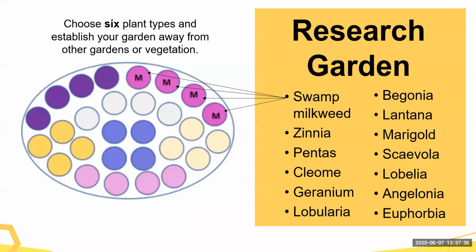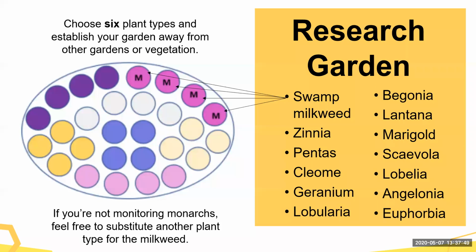You'll notice that the M's indicate swamp milkweed. That milkweed is planted for the monarch caterpillars and butterflies. However, if you're not monitoring monarchs, you can go ahead and substitute another plant type instead of the milkweed. And we do have I-Pollinate signs coming soon. So you can go ahead and pop a sign next to your research garden, get the word out about I-Pollinate, and let people know that you are a citizen scientist conducting important research.